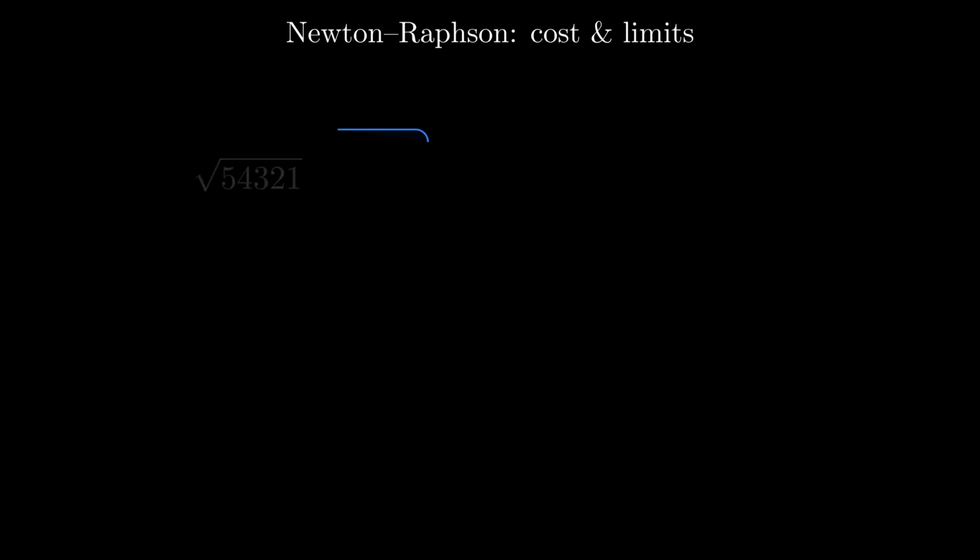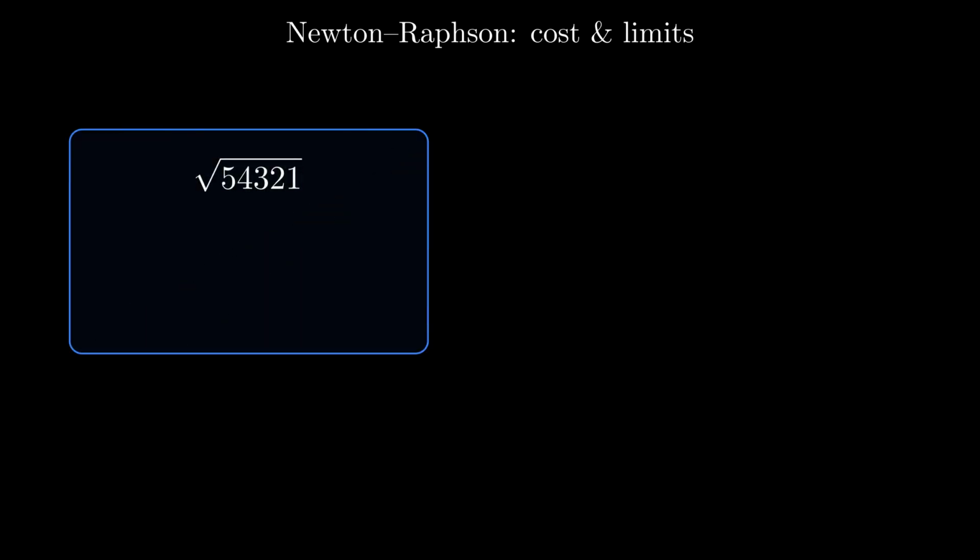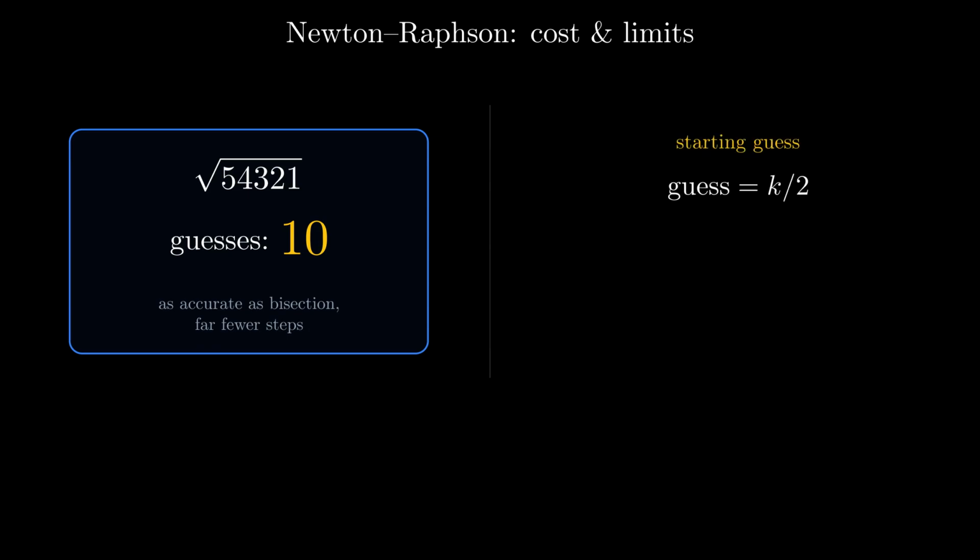Try a big one, 54,321. Newton-Raphson finds its square root in just 10 guesses, an answer as good as bisection or the long approximation, far faster. Why start at k over 2? No deep reason, it's just a convenient value tied to k. 100 will work too because the method converges regardless.